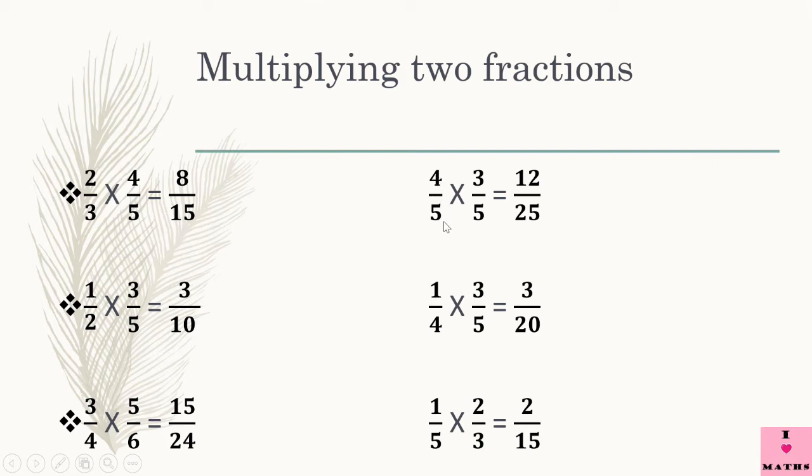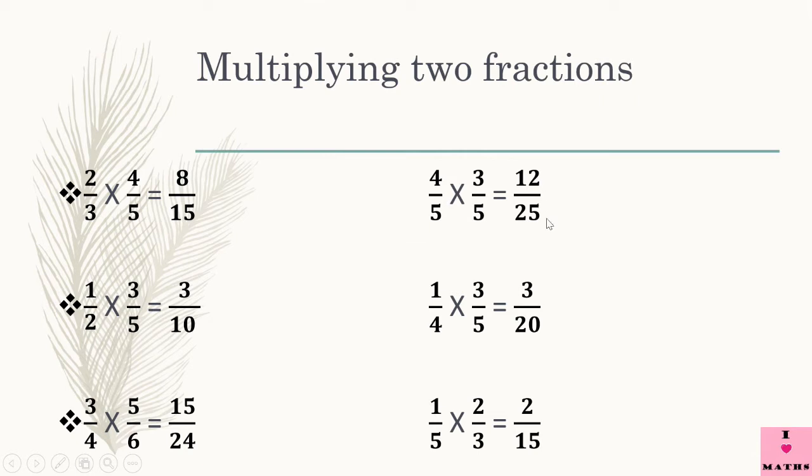Same way, 4 upon 5 multiplied by 3 upon 5. 4 threes are 12. So we have multiplied the two numerators and we have written it as the numerator of the answer. 5 fives are 25. We have multiplied both the denominators and we have written it as the denominator of the answer. So the product of these two fractions is 12 upon 25.